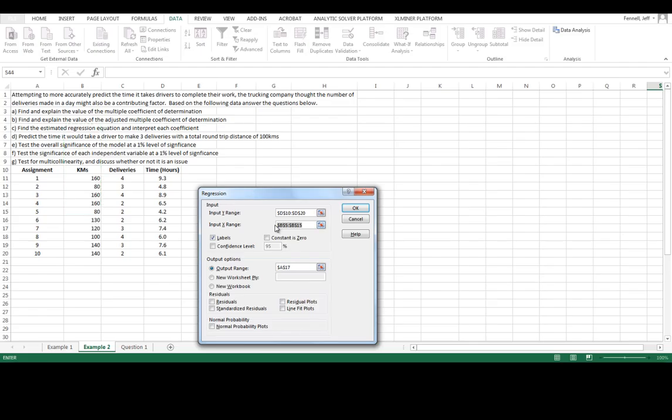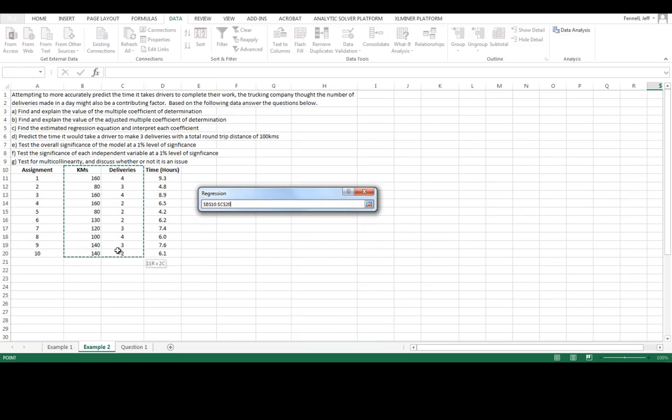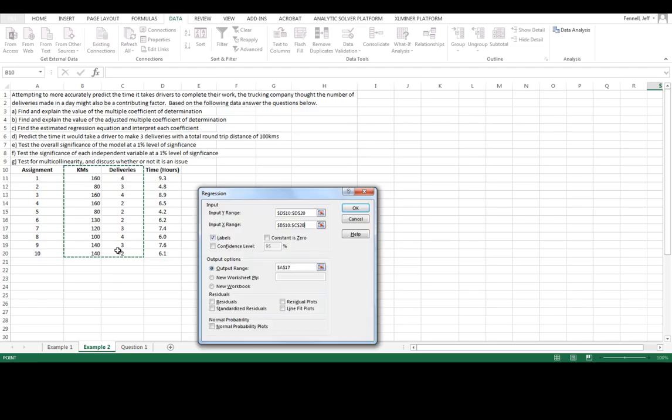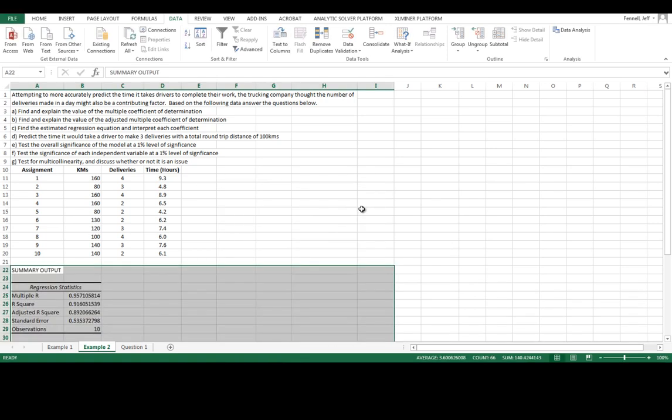Now our x input range is simply all of the independent variables. So now it's not just kilometers. We want to highlight also the deliveries as part of our predictive model. Again, because I've highlighted the column headings, I will make sure I put labels. Output range, make sure we put that somewhere where we have space. So hit OK.